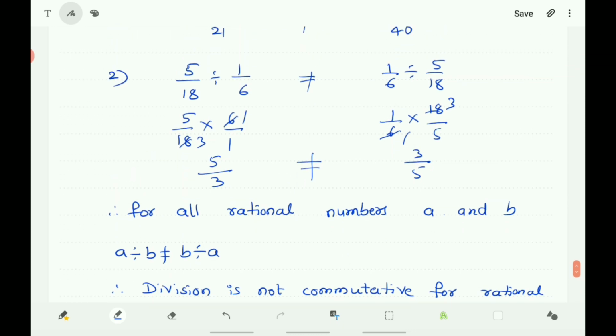In this way, you verified that addition and multiplication are commutative for all these sets of numbers like natural numbers, whole numbers, integers and rational numbers. But subtraction and division are not commutative for natural numbers, whole numbers, integers and rational numbers.